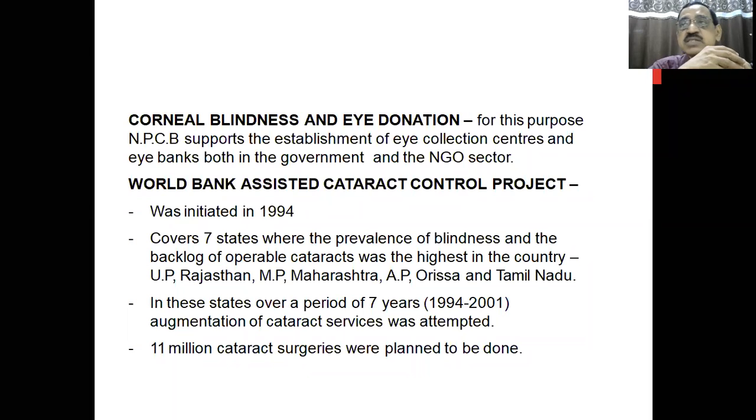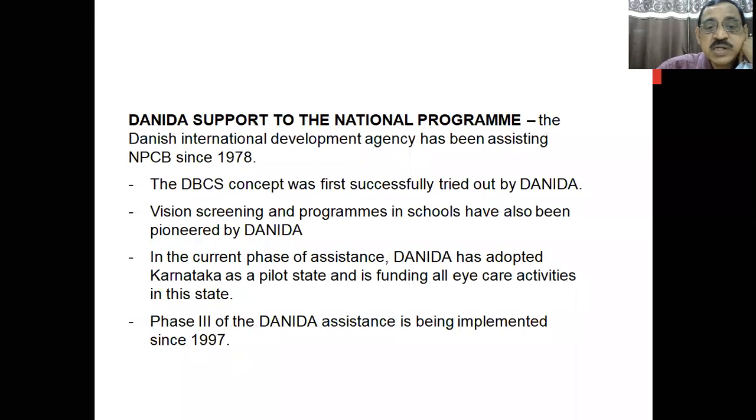In these states, for a period of nearly 7 years, from 1994 to 2001, they augmented the cataract services, and they started doing more cataract surgeries. Nearly 11 million cataract surgeries were planned to be done during that World Bank assisted cataract control project. The Danish International Development Agency has been assisting the National Program for Control of Blindness since 1978.